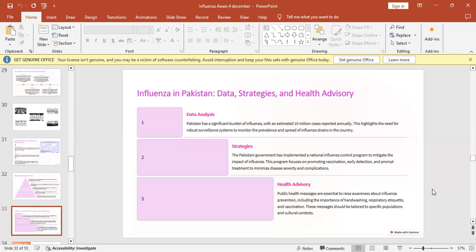The next is health advisory. Public health messages are essential to raise awareness about influenza prevention, including the importance of hand washing, respiratory etiquette, and vaccination. The messages should be tailored to specific populations and cultural contexts.